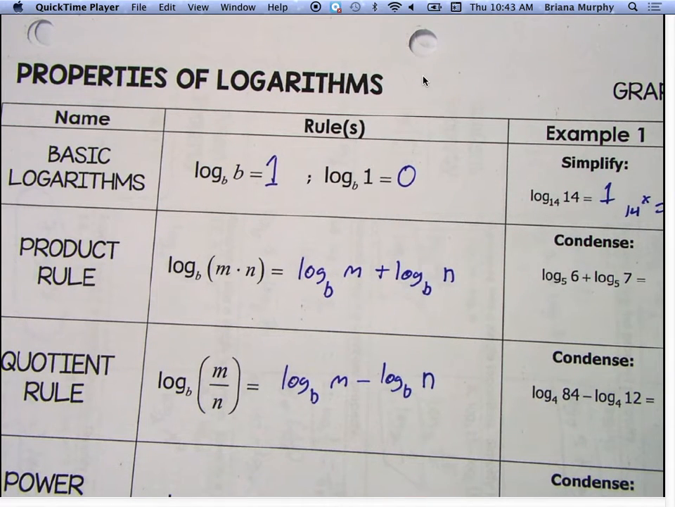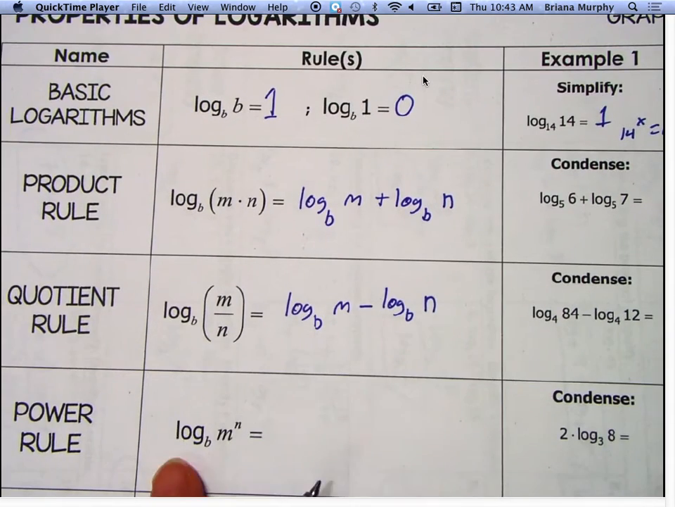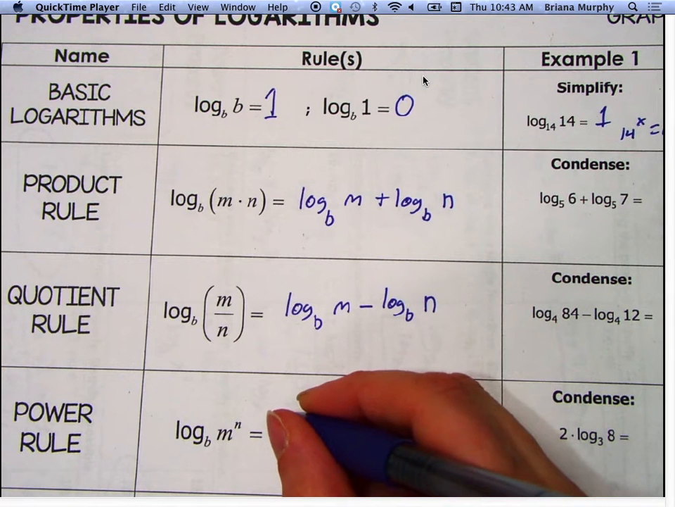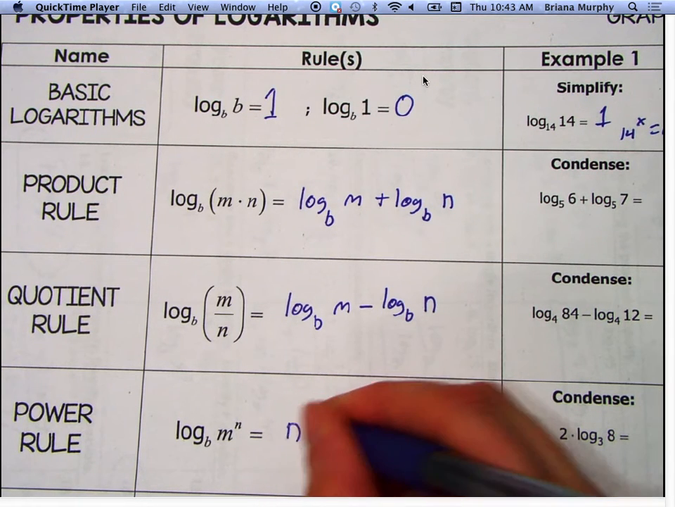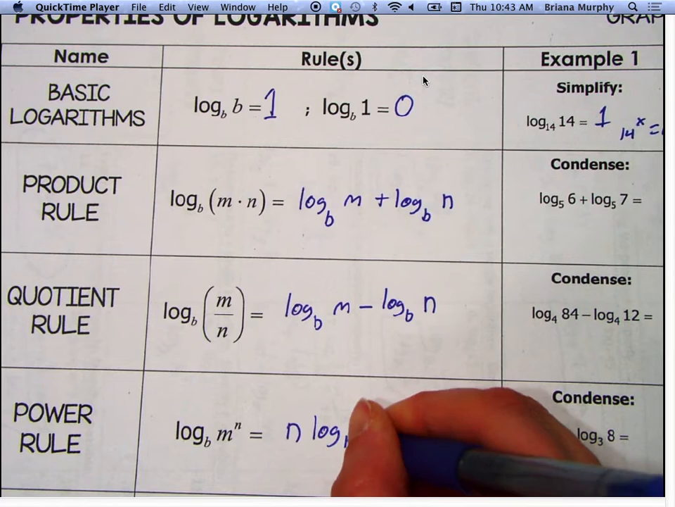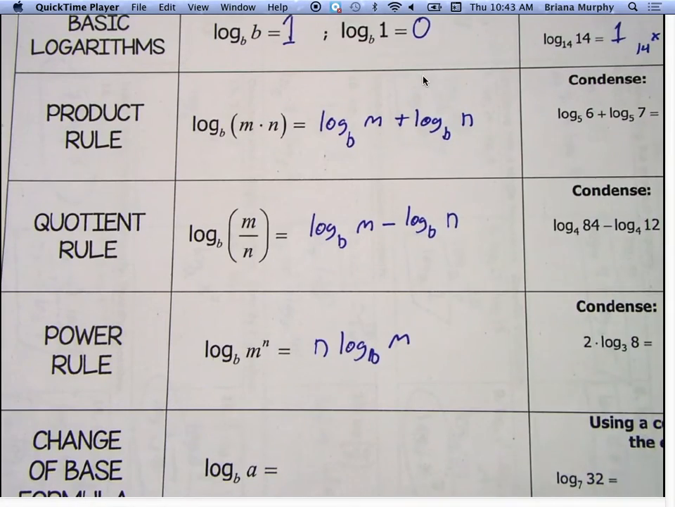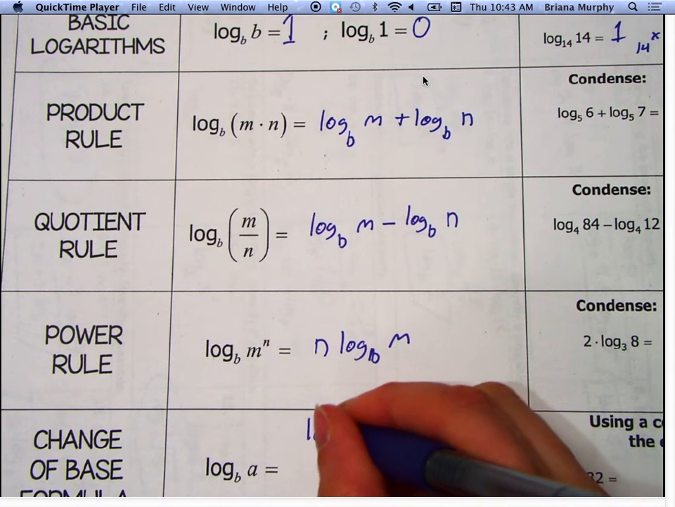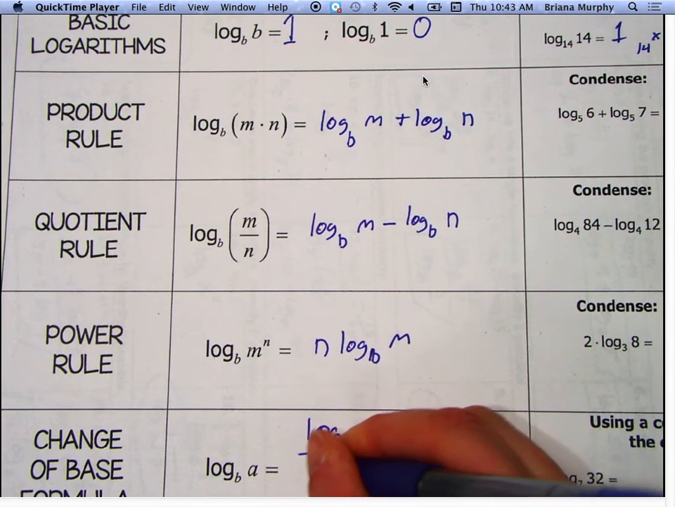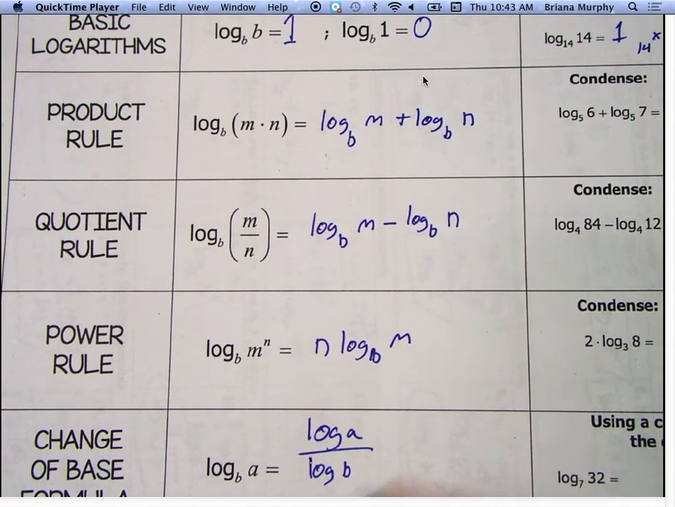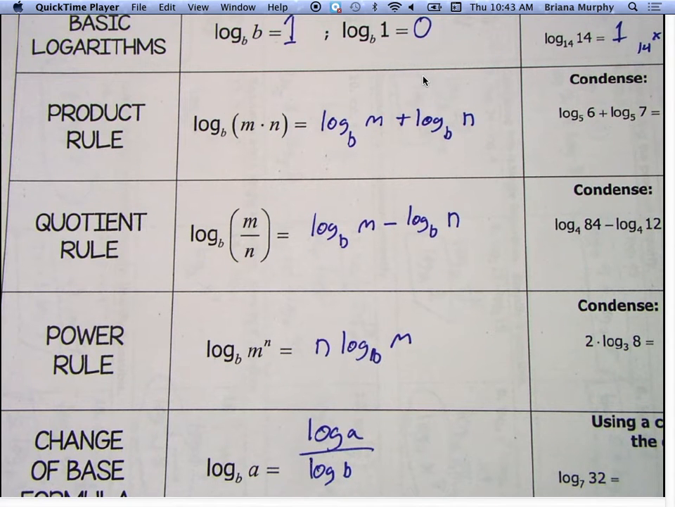We did this on the front page. I know. Power rule becomes n log base b of m. And change of base becomes log a over log b. Easy.